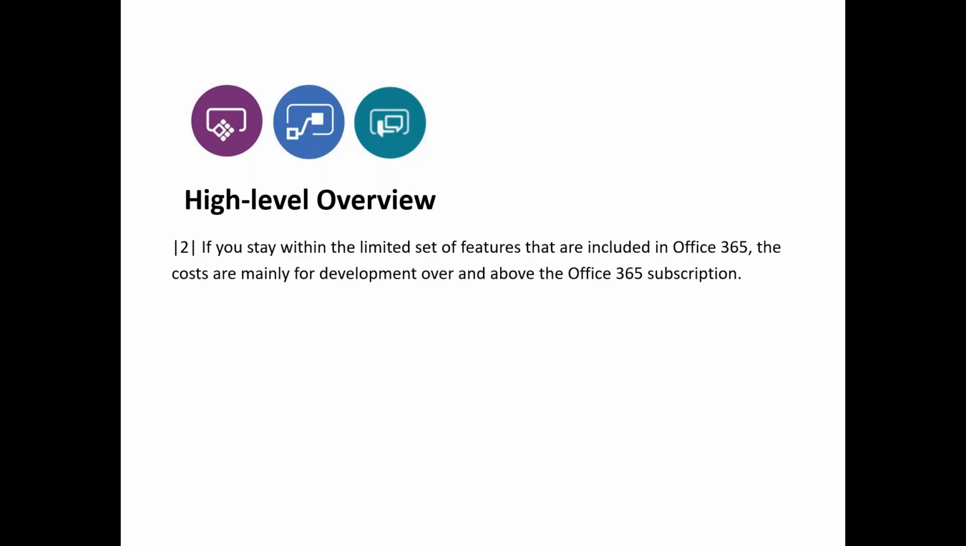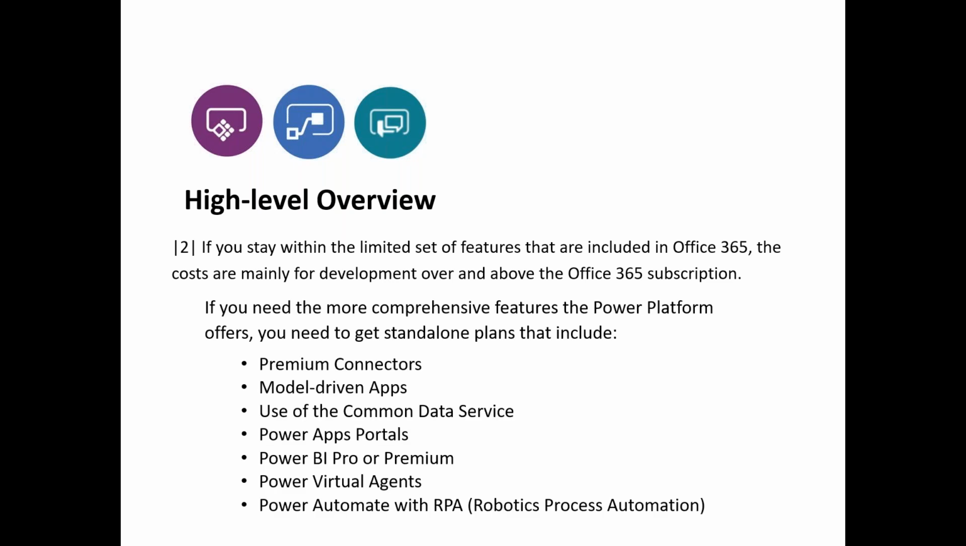The next consideration is, if you're in Office 365, you get a limited set of features that come with the Office 365 subscription. And there's no extra cost, which sounds great. And it is good, actually. There's a lot you can do within that. But if you do need more comprehensive features that the Power Platform offers, you need to get a standalone plan that includes the premium connectors, which I'll go into more later as we go through the webinar: premium connectors versus the standard ones. In the Office 365 plan, you get the standard ones, not the premium.